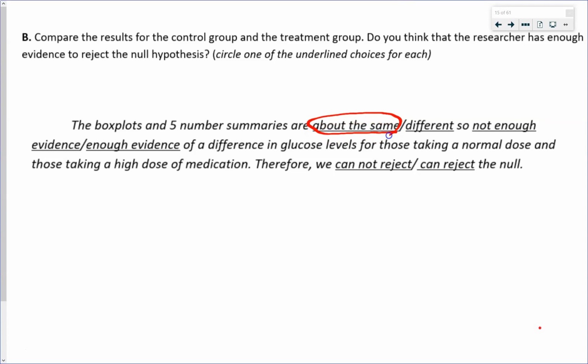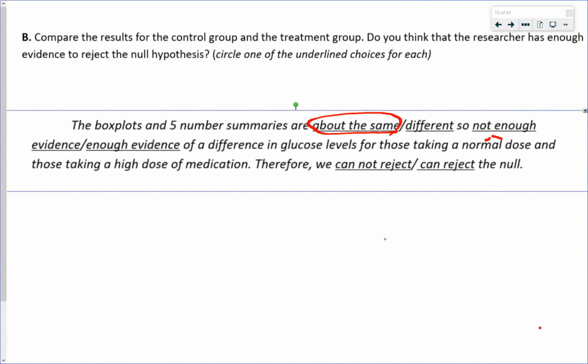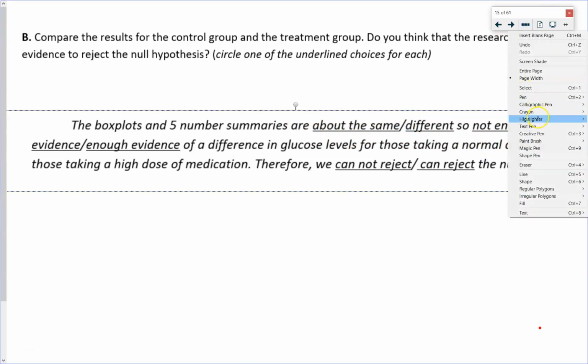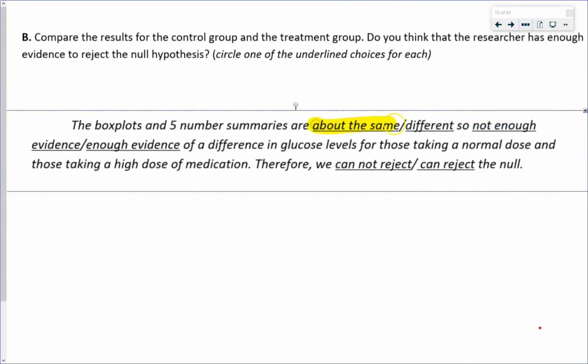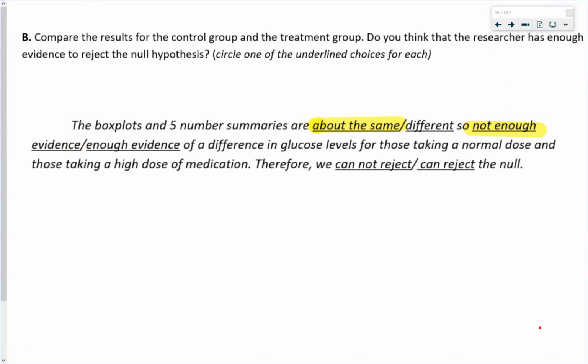So that means that there is not enough evidence. I'm going to get the highlighter. Here we go. They are about the same. So that means that there is not enough evidence of different glucose levels for those taking a normal dose and those taking a high dose of medication. So, because we don't have the evidence, we cannot reject the null hypothesis. So we must keep it.